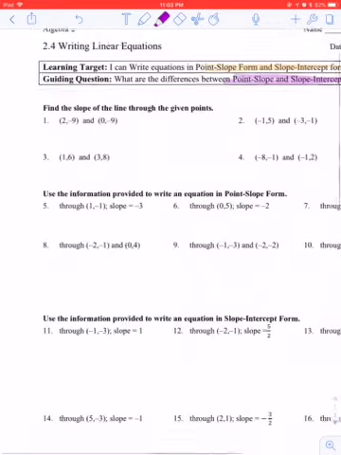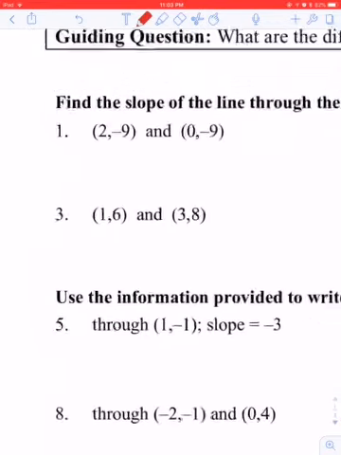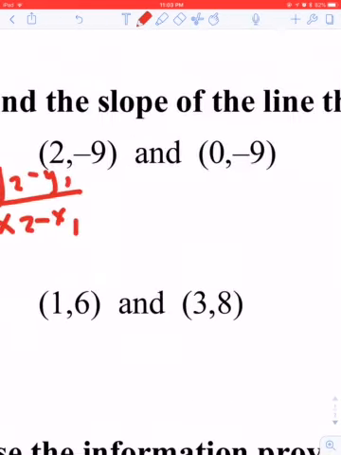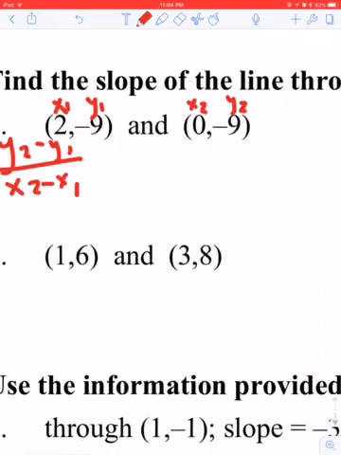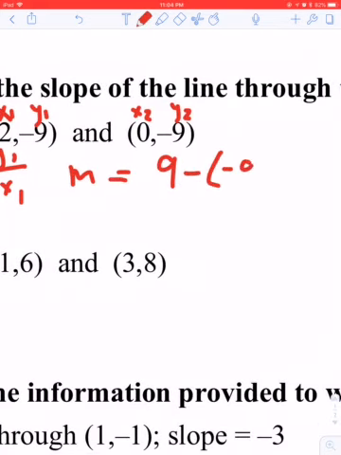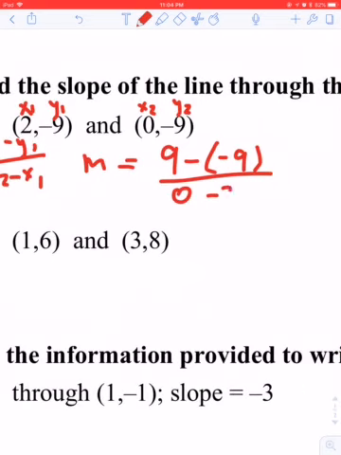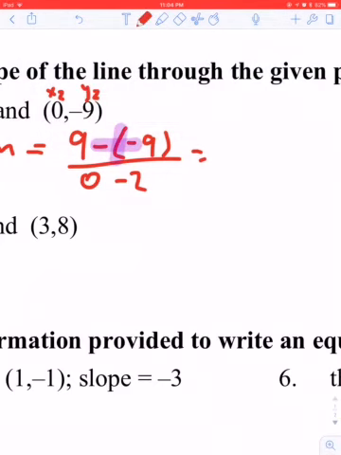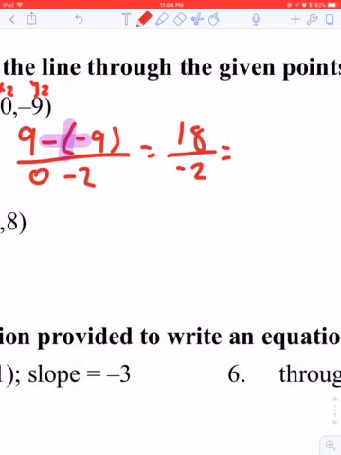So 1 through 4, just a little review. Trying to find the slope. Remember, the slope is m is equal to y2 minus y1 over x2 minus x1. We've been doing this for a while. This is your x1, your y1, x2, y2. So to find the slope, it's going to be -9 minus -9 over 0 minus 2. These two negatives become a plus. So you get 9 plus 9, that's 18 over -2, and your slope is going to be -9.